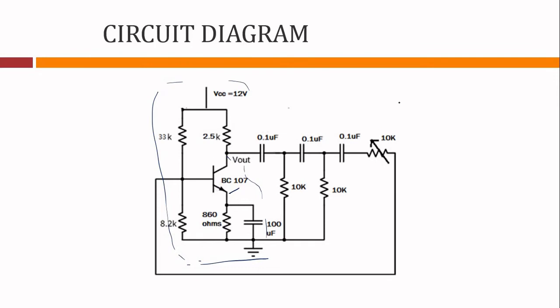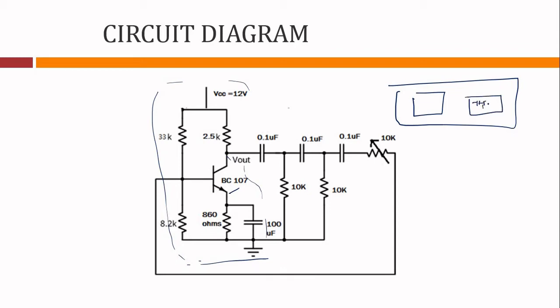Once this is done, on a breadboard you mount the circuit of the transistor amplifier, and in some other part of the breadboard you connect this RC network. Then the output of this amplifier is given as the input to the ladder network, and the output of the ladder network acts as the input to the amplifier.